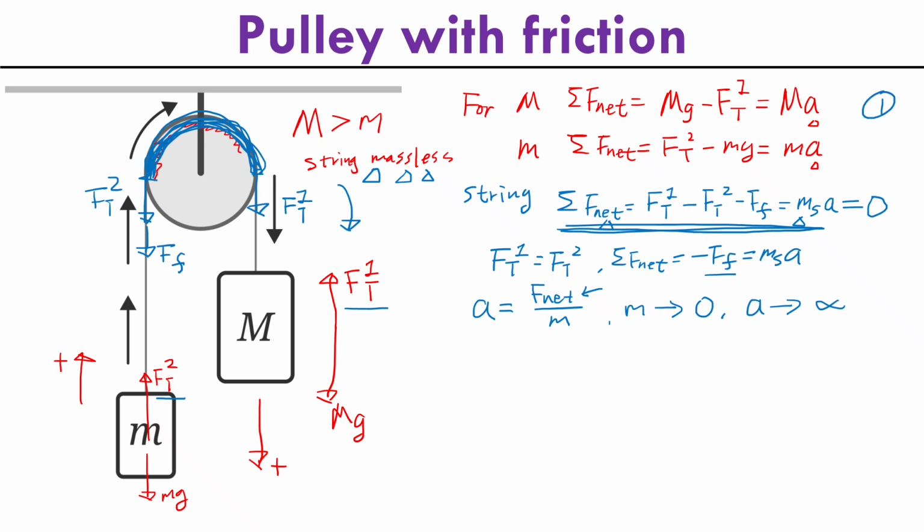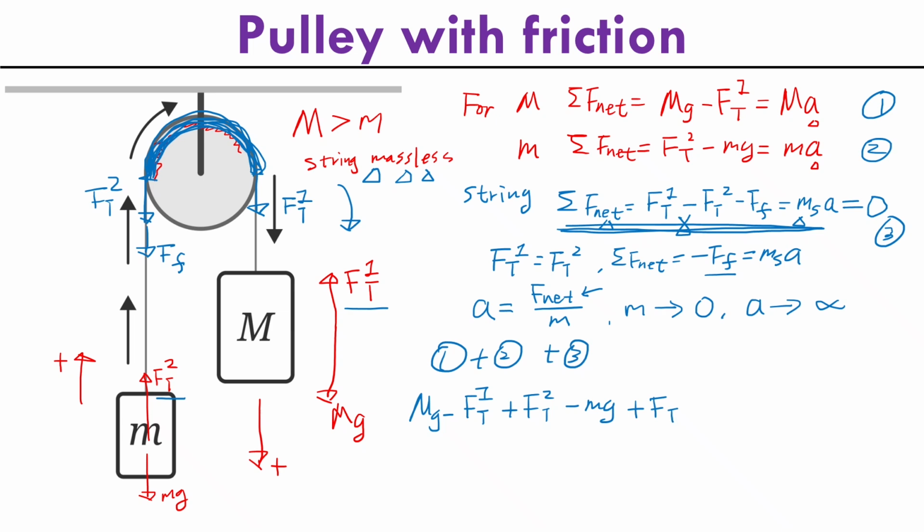Now we have equations 1, 2, 3. And then if we add them together, let's see what we will get. So 1 plus 2 plus 3. Let's put all of them together. So we get big Mg minus Ft1 plus Ft2 minus small mg plus this third equation here, Ft1 minus Ft2 minus friction. And on the right, I will only get these two terms because this is 0. So I get big M plus small m times acceleration.